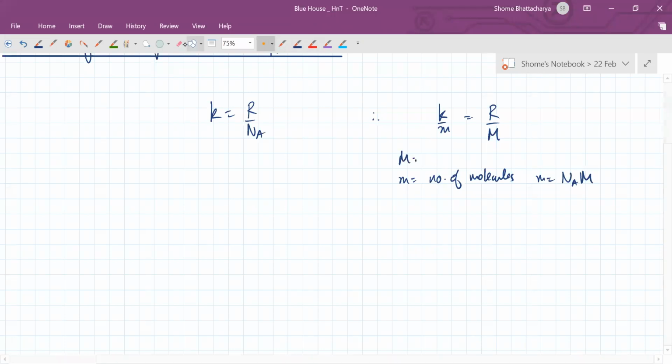Sorry, this is not number of molecules, it is molecular mass. That is the mass of one molecule. And this is molar mass. That is the mass of one mole.